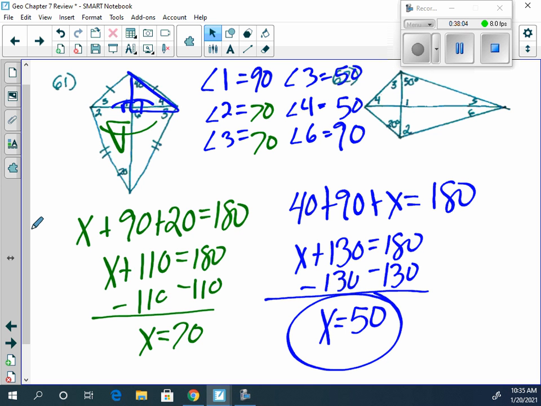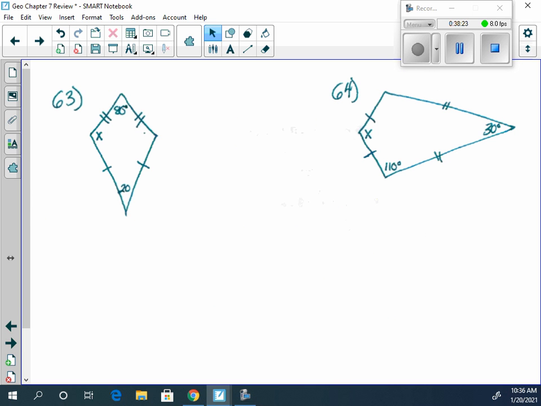Any other questions on 61? Any other questions on these kites? Are we good with these kites? Yes? Any questions on 63 or 64? Are we good with 63 and 64? And again, the angles between the non-congruent sides would be congruent. They're going to be the same.